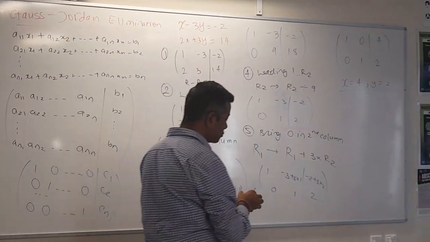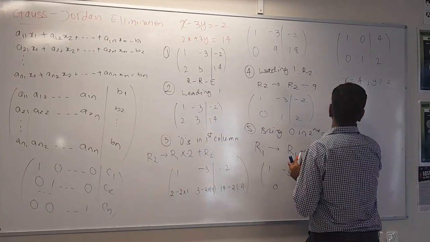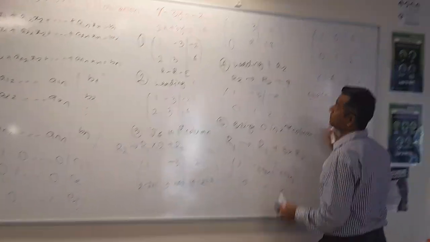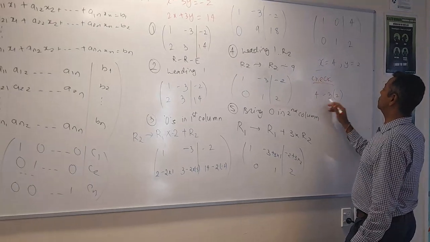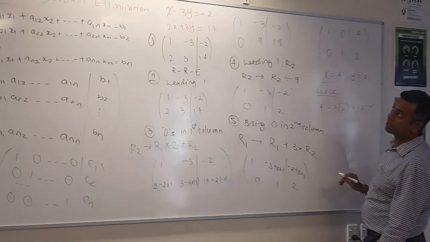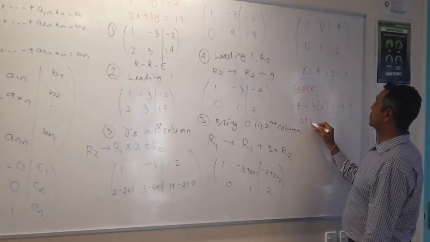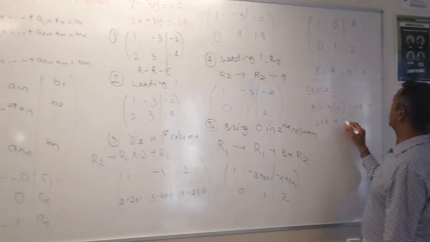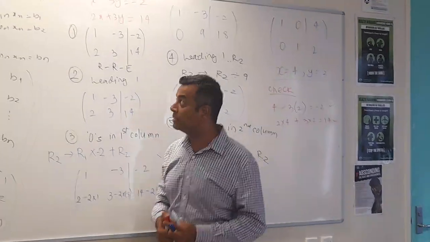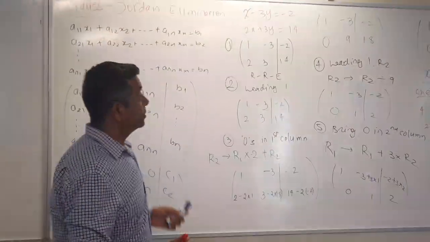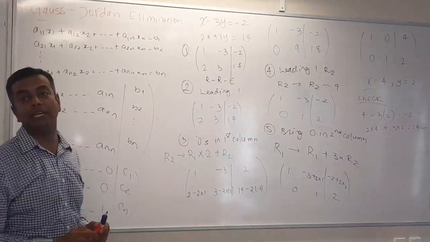And we can always cross-check that by back substitution. So when we have x = 4 and y = 2, 4 minus 3 times 2 gives negative 2, so the first equation is verified. 2 times 4 plus 3 times 2 is 14, that's also verified. So this proves that what we have done is accurate.